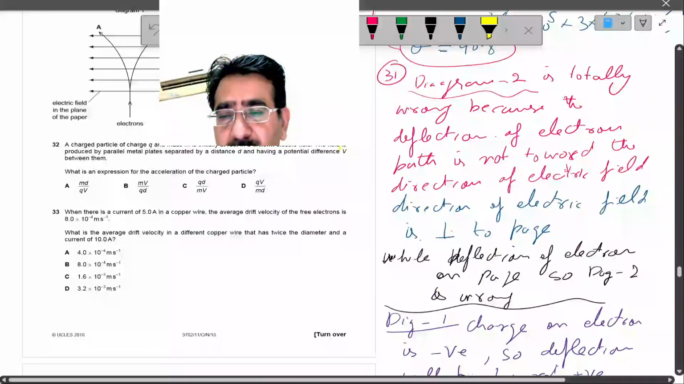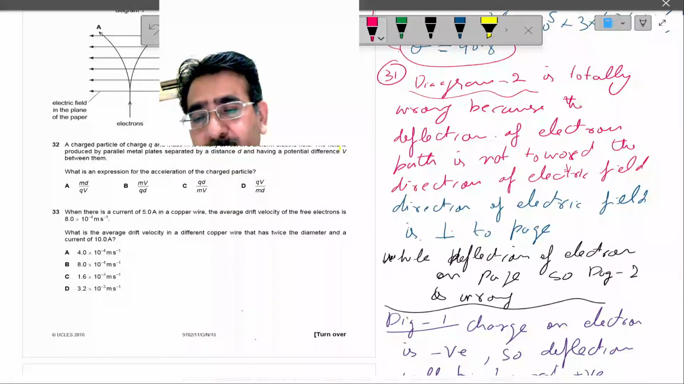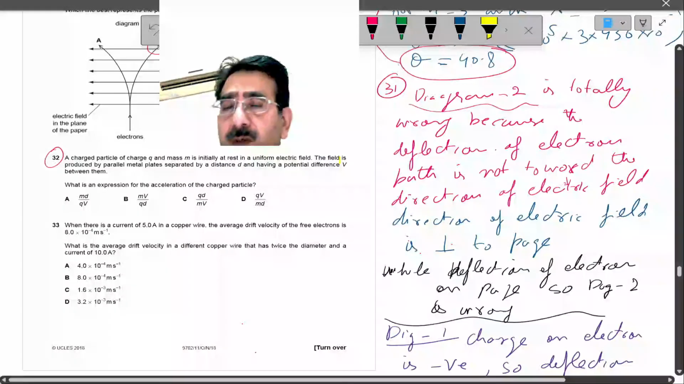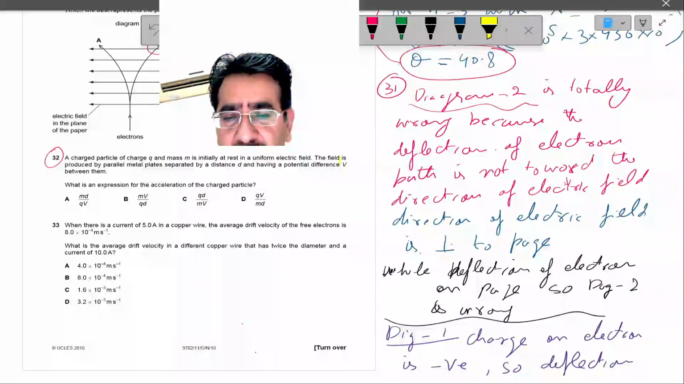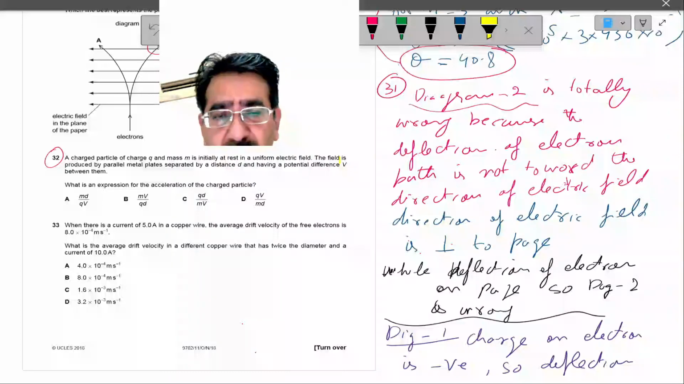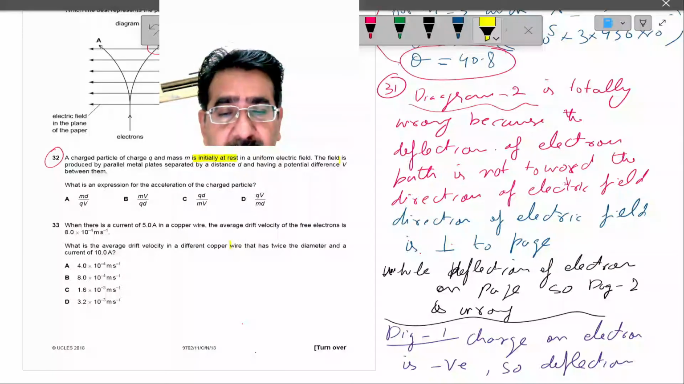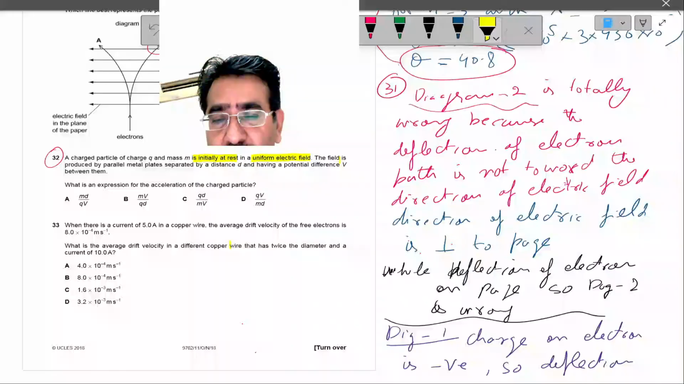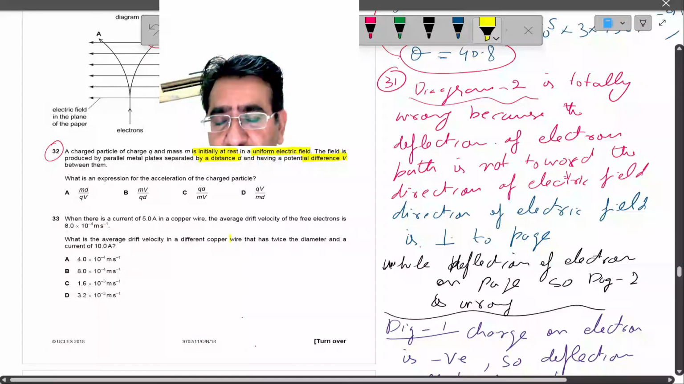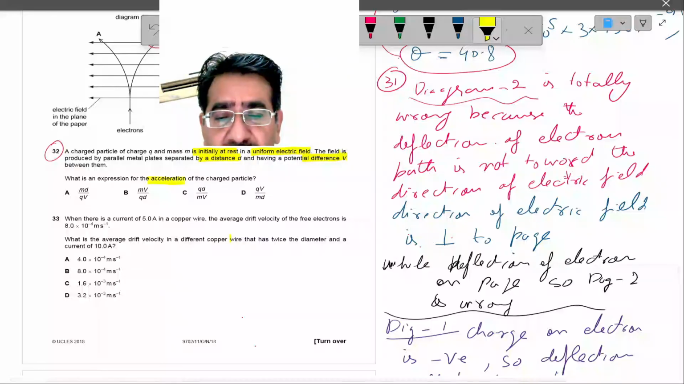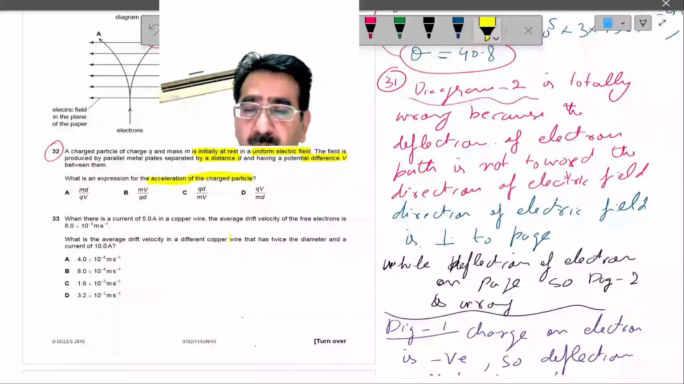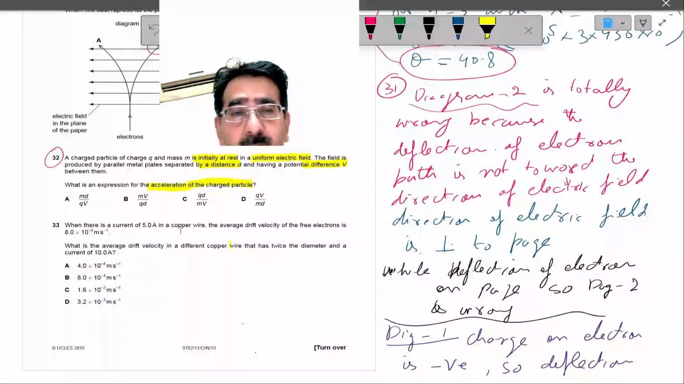The question number 32. Okay, sorry. The charged particle of charge Q and mass M is initially at rest in a uniform electric field. The field is produced by parallel metal plates separated by distance D. It is like a capacitor, okay? Having potential difference V between them. What is the expression for the acceleration of the charged particle?